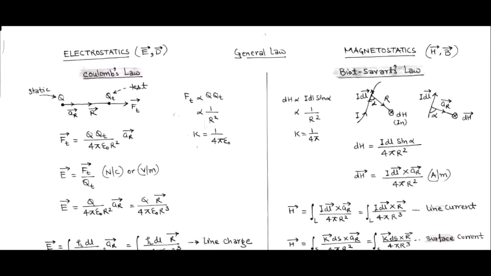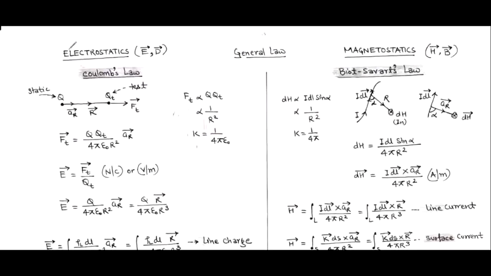Next, in electrostatics, the electric fields are E vector and D vector. Here E vector is electric field intensity and D vector is electric flux density. Similarly in magnetostatics, the magnetic fields are H vector and B vector. Here H vector is magnetic field intensity and B vector is magnetic flux density. So in electrostatics, to determine the electric field intensity E, we use Coulomb's law. And in magnetostatics, to determine the magnetic field intensity H vector, we use Biot-Savart's law. These are called general laws.